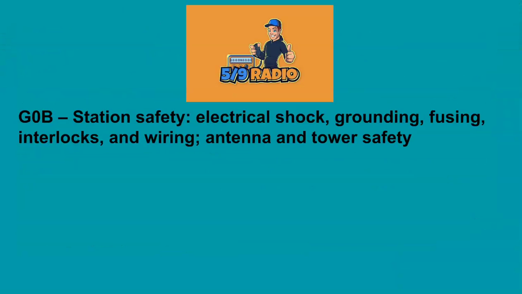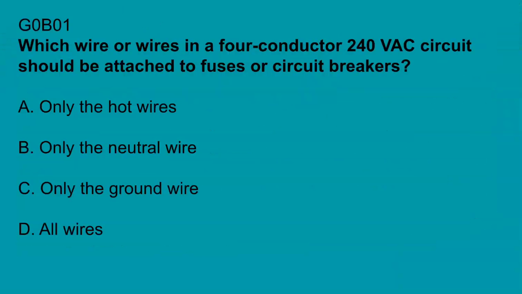G0B covers station safety, electrical shock, grounding, fusing, interlocks, and wiring, antenna and tower safety. G0B01, which wire or wires in a four-conductor 240-volt AC circuit should be attached to fuses or circuit breakers? Only the hot wires.